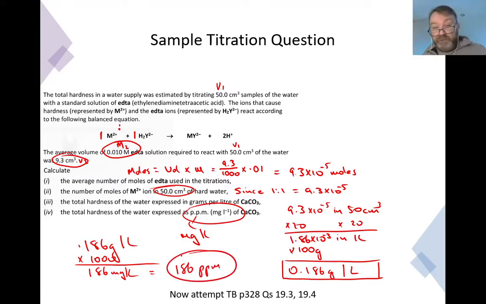Now you can review this video as often as you want to go through those calculations, but the calculations for this type of titration are very, very straightforward. So I'm going to stop. That's that part finished. I'm going to ask you, please, if you see down here, now attempt page 328, questions 19.3 and 19.4. So after you've watched this video and you've got the hang of what's gone on in terms of the hard water and the titration, I want you to try 2 questions yourself, which I'll check with you in the live class on Friday, to make sure you understand the processes involved in that simple titration.